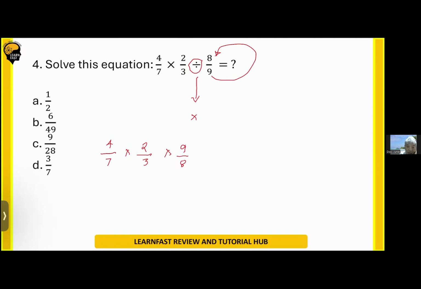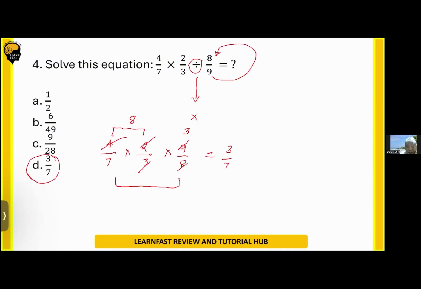So like terms will cancel out. 4 times 2 is 8, so it will cancel the denominator 8. And then 9 divided by 3 is 3, so your numerator now is 3. You can stop and observe the 4 options. It is only option D that contains a numerator 3. If you'd like to continue with the denominator, it would be 7. So this is option D.